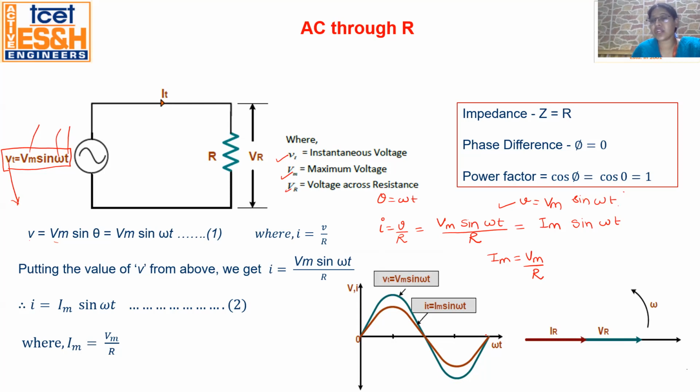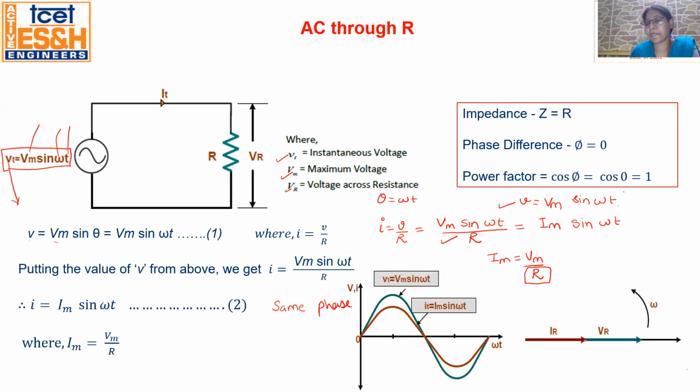Why is the magnitude of current low? Because it is divided by R. That's why the magnitude of current is a little bit low as per the value of resistance. So this is the representation of waveform for voltage and current in case of resistance. We observe from this waveform that both are in the same phase. There is no phase difference in case of resistance.